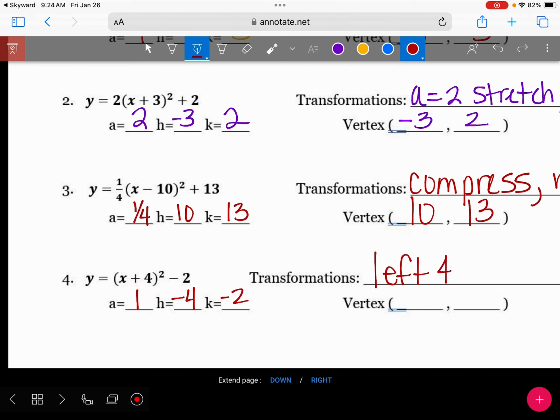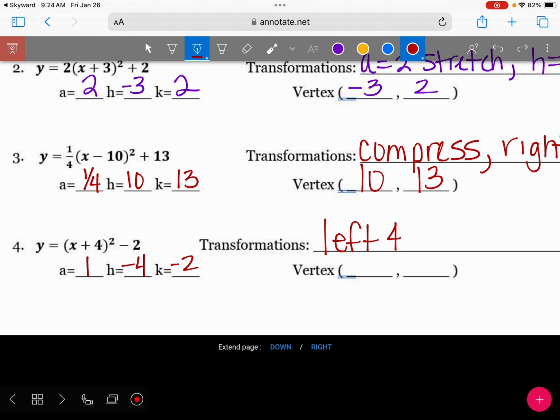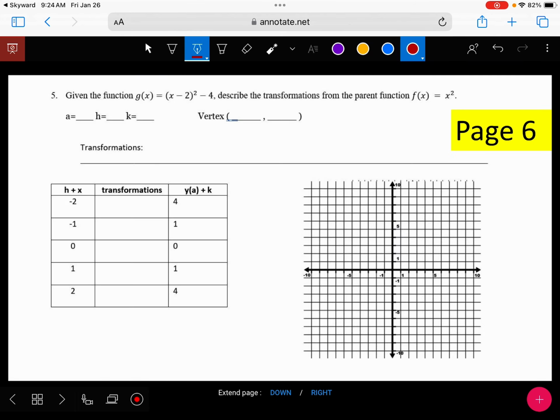So Jasmine, what about K being -2? What is that going to make our graph do? Go down 2, good. So where is our vertex going to be? -4, -2. All right, we do have enough time because we still have a good 20 minutes. So we're going to do one graph today, just one. Let's look at number 5 and graph one out.